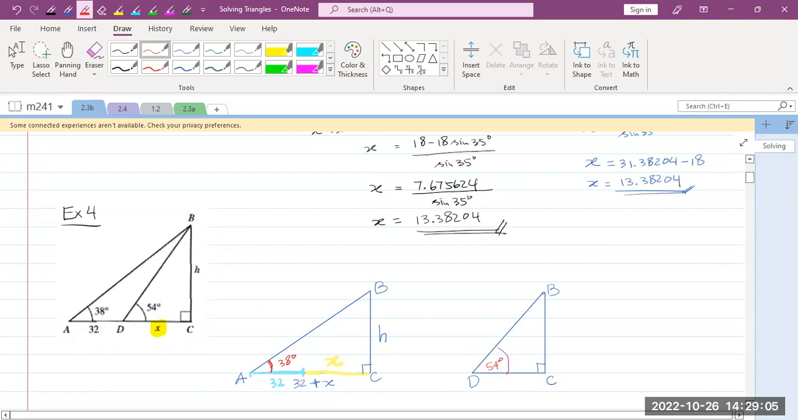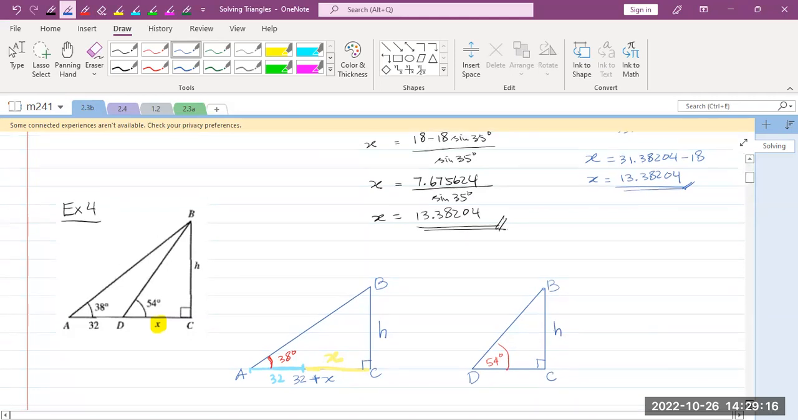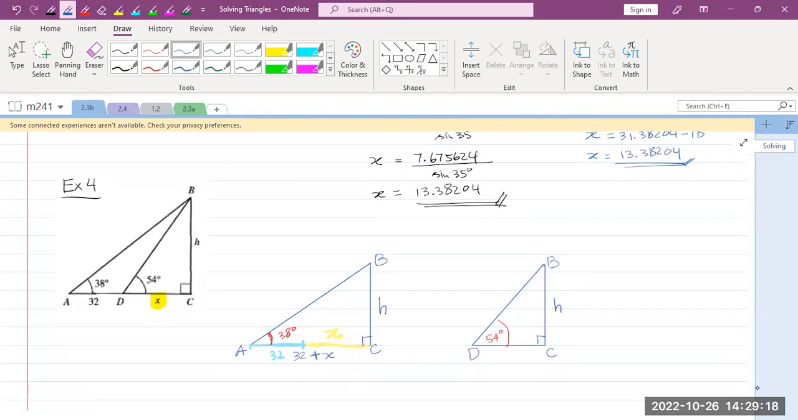Now, notice that these two triangles share the same height, h. Okay, now that will be our bridge between these two triangles later on. The adjacent of that 54 degree angle, however, is x.